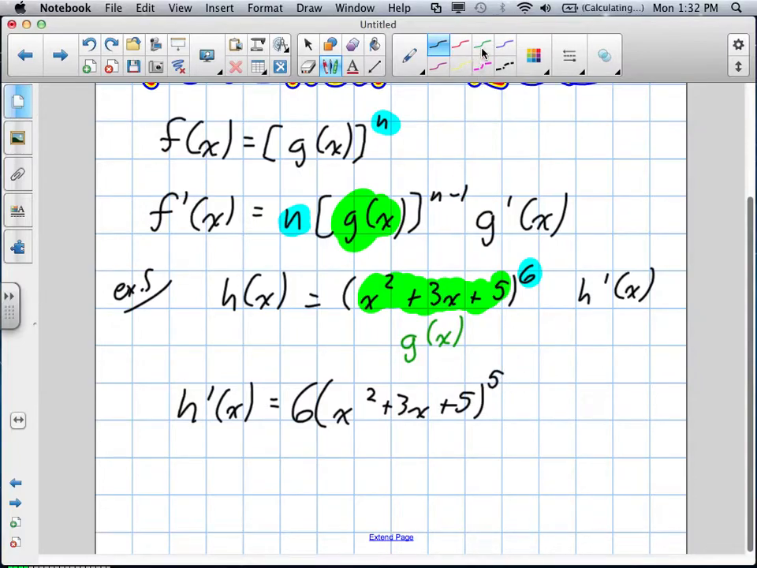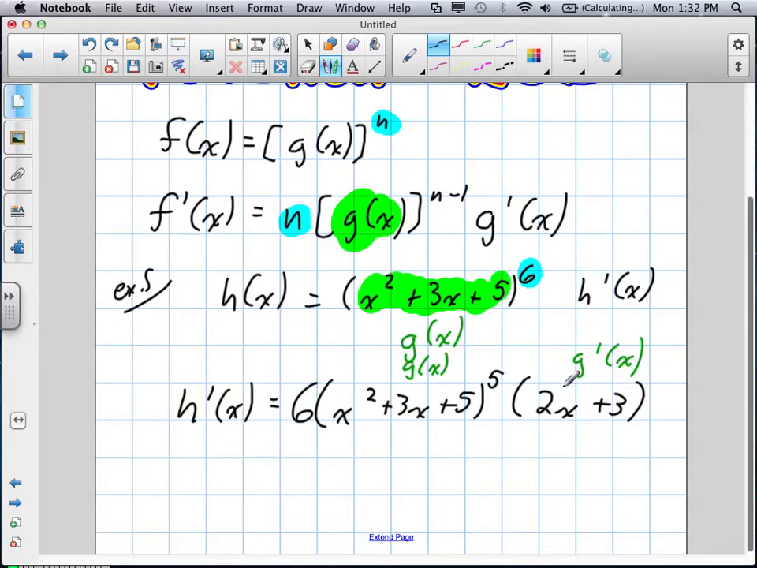Okay. So if you notice, we still have our g at x inside the brackets. Next, we'll have to find g prime x, though. So we're then going to multiply it by the derivative of what's inside the brackets. Well, inside the brackets, if we derive this, we get 2x plus 3. 5 is a constant, so its derivative is 0. So there's our g prime x. Okay. So we've now gone about that part of the question.